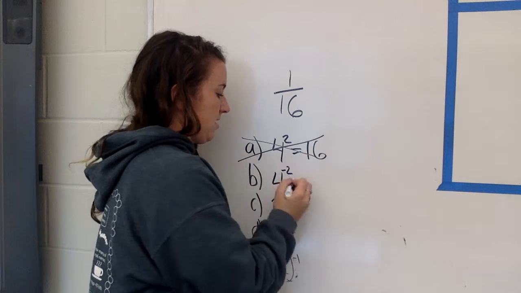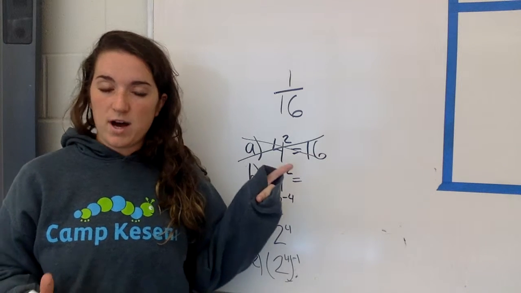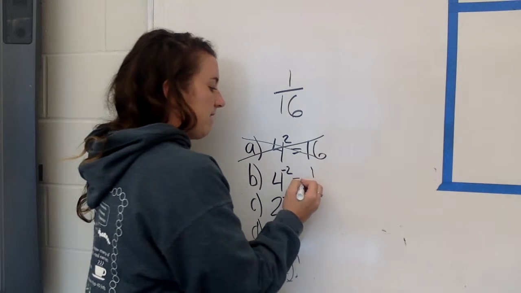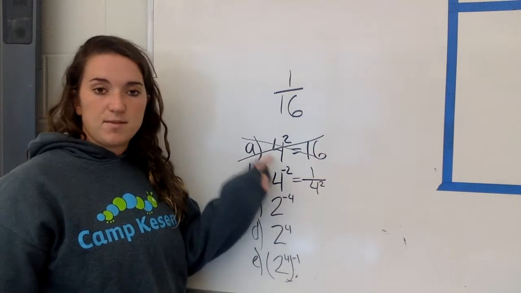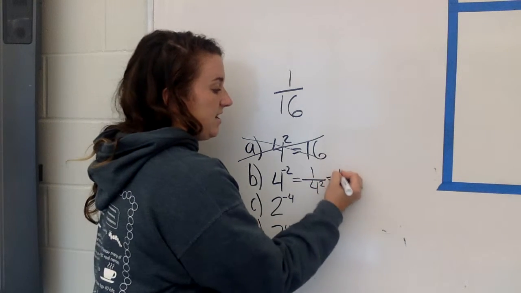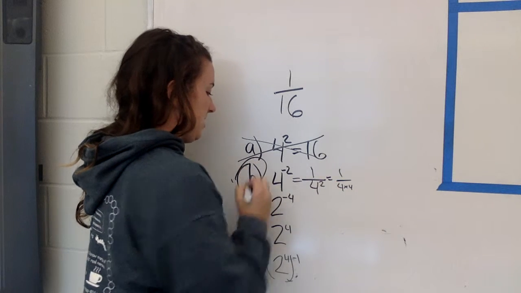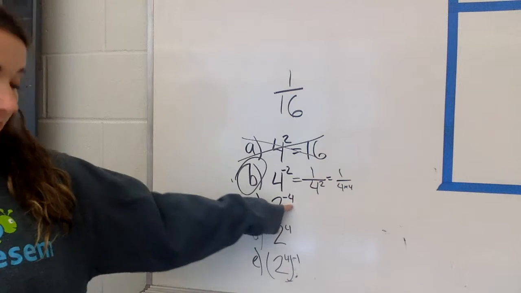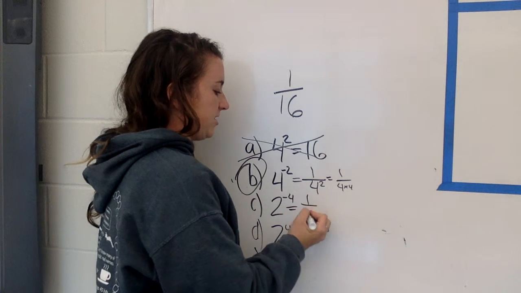No. Now I have 4 to the -2nd power. A negative exponent means what? Right, I need to write it as a fraction. Is 1/4 squared the same as 1/16? Yes, it is, because this is 1/4 times 1/4. So B is correct. 2 to the -4th power, negative exponent means write it as a fraction.